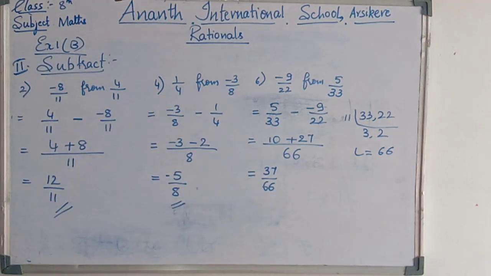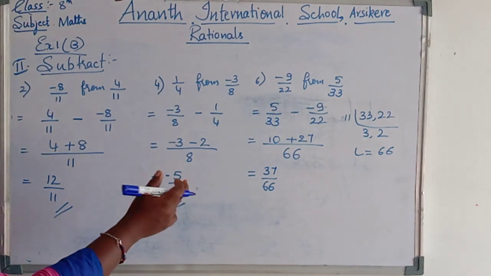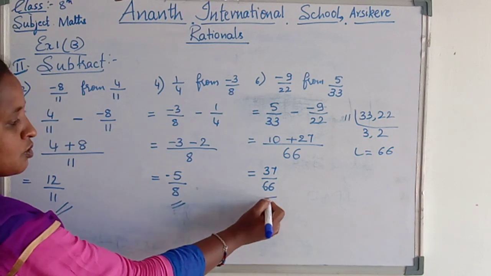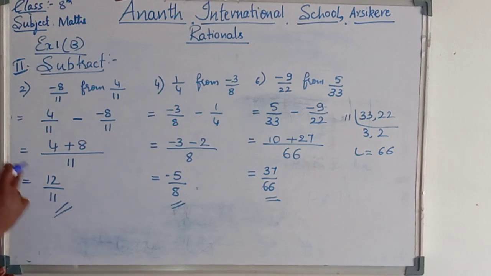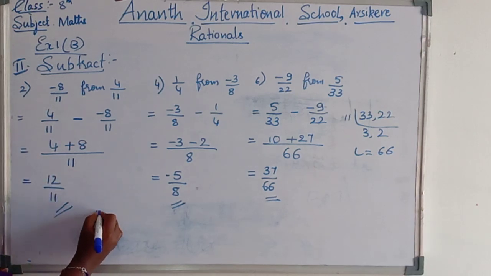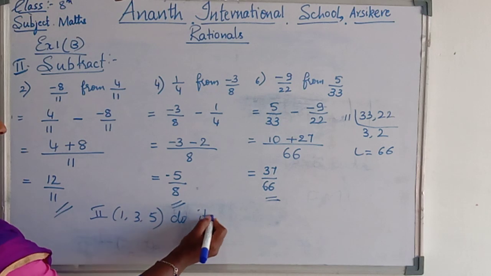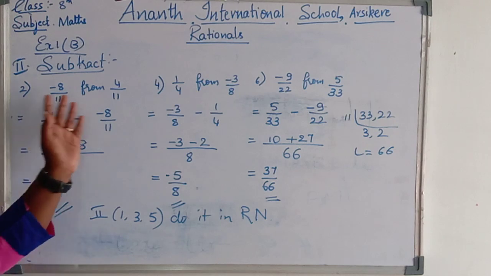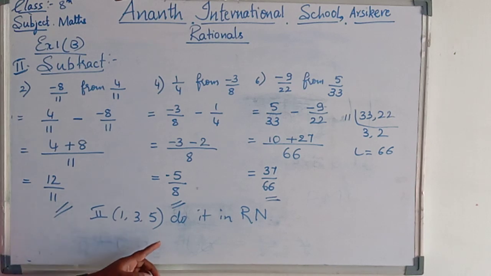These two, numerator and denominator, never go by the same table. Otherwise you have to make it the lowest form. Here it will never go, so you have to write it as it is. So when you take the two rationals, you will get a new rational. So these are the three sums I am doing for exercise 1B second main. The remaining sums in exercise 1B second main, the first problem, third problem and fifth problem, do it in running notes. So this is the way to do the second main. 2, 4, 6 I have done. You have to do the first one, third one and fifth one.